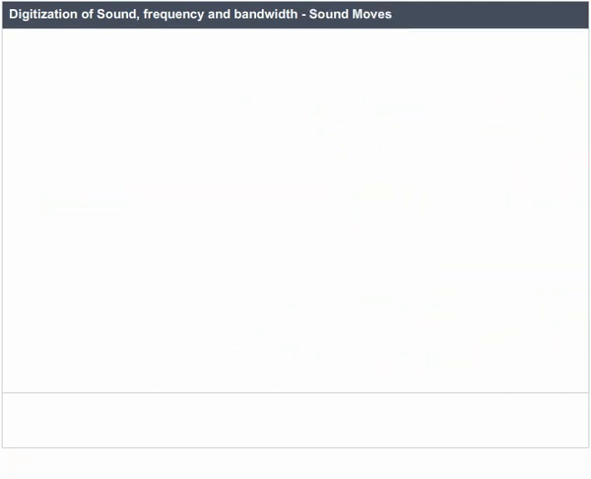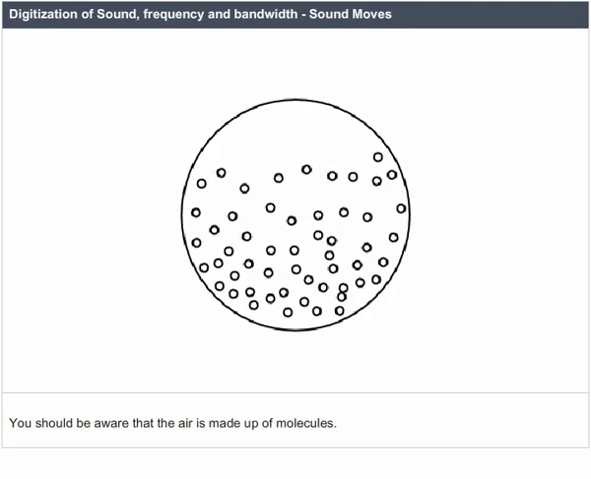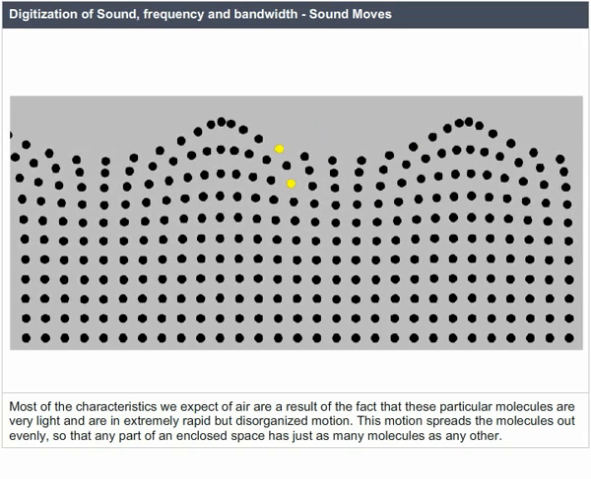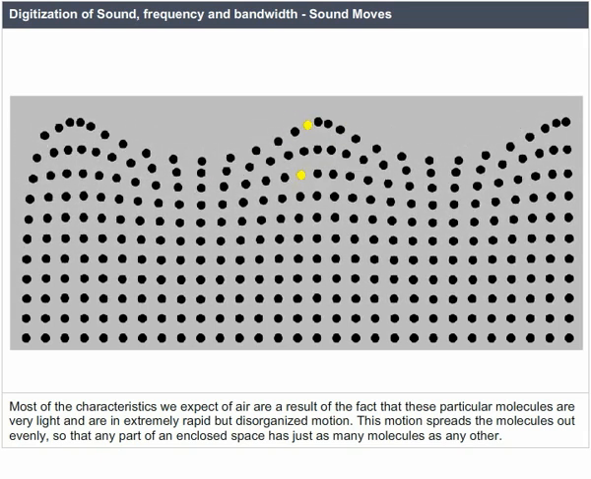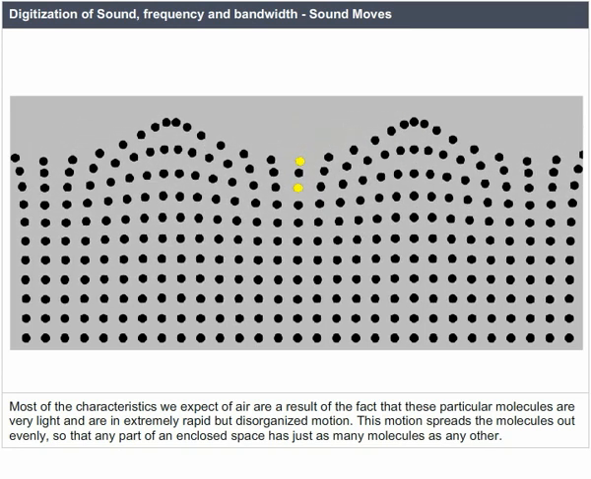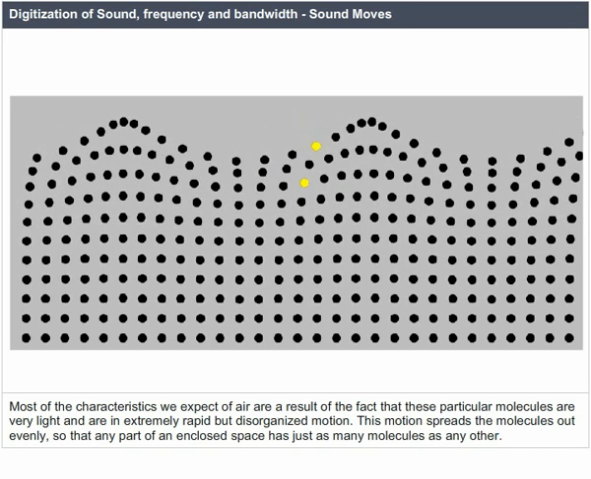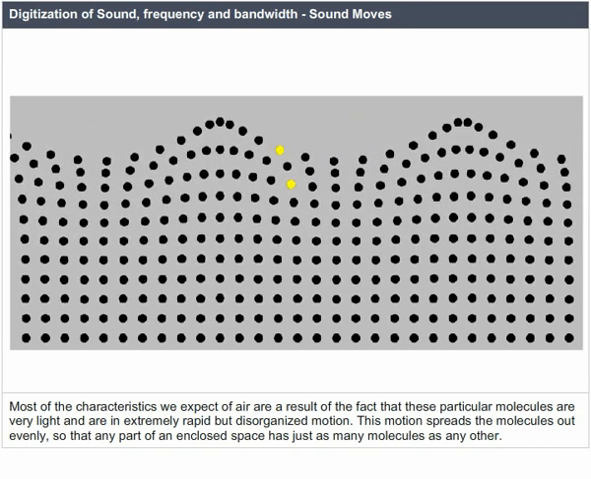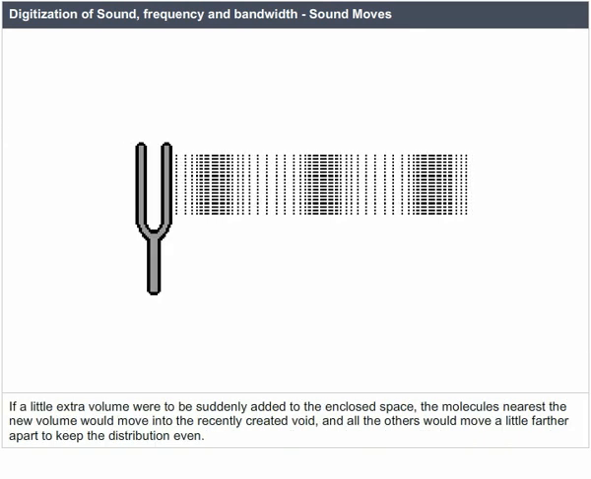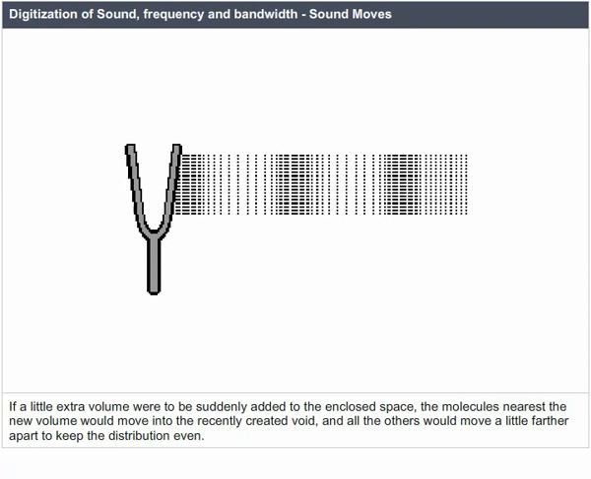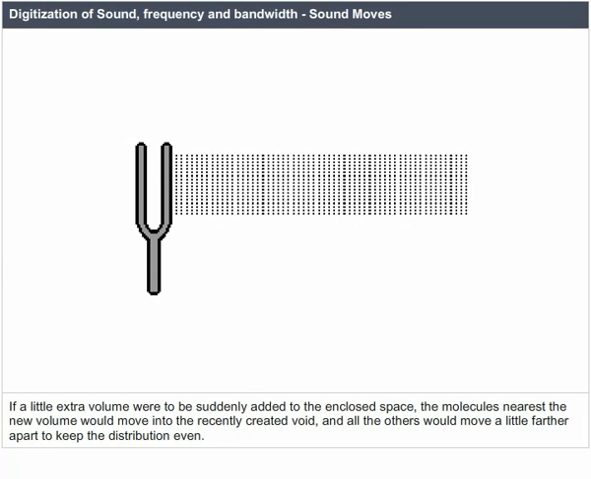Digitization of sound, frequency and bandwidth. Sound moves. You should be aware that the air is made up of molecules. Most of the characteristics we expect of air are as a result of the fact that these particular molecules are very light and are in extremely rapid but disorganized motion. This motion spreads the molecules out evenly so that any part of an enclosed space has just as many molecules as any other. If a little extra volume were to be suddenly added to the enclosed space, the molecules nearest the new volume would move into the recently created void and all the others would move a little farther apart to keep the distribution even.